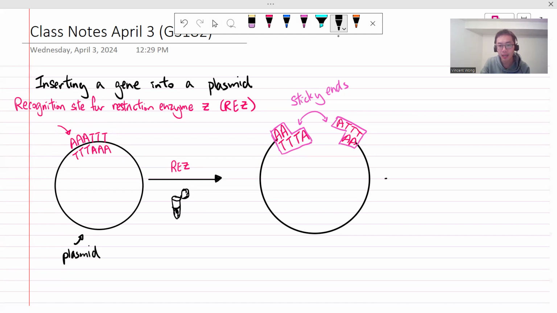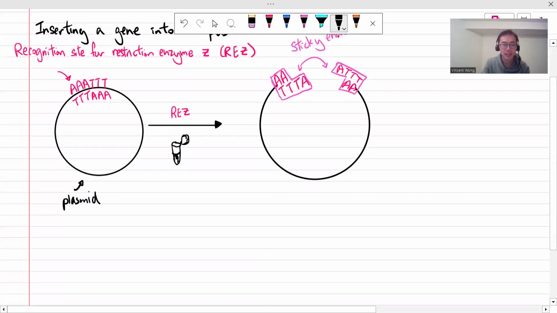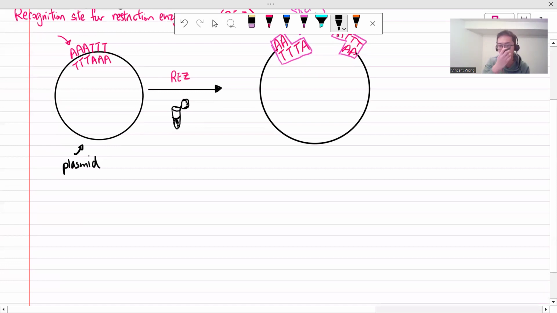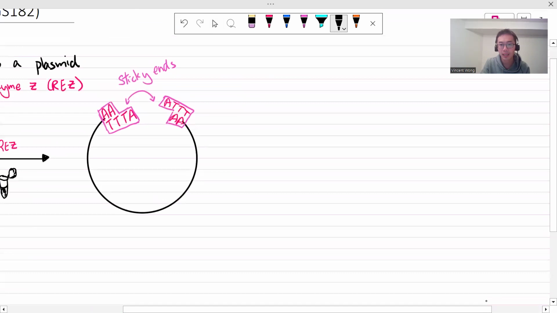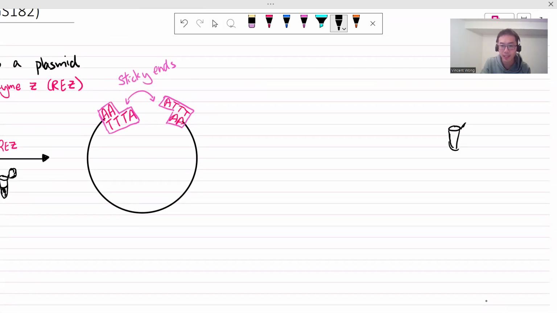So now I have this cut plasmid in the Eppendorf tube. Okay. Let's leave that alone for now. We're going to come over here and we will have another Eppendorf tube. This is straight out from the PCR machine. Okay? So this is the gene of interest, cloned by PCR.